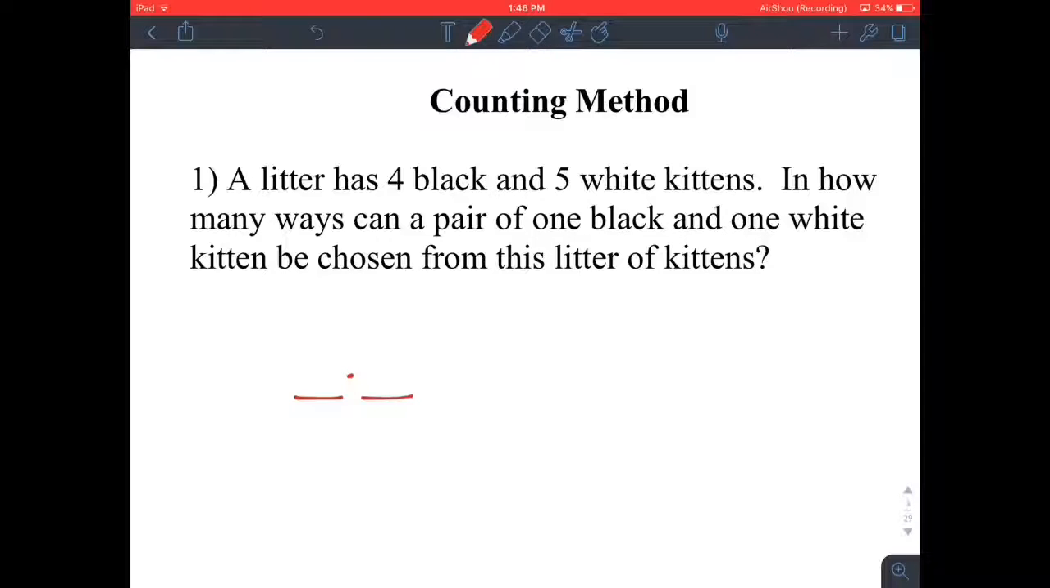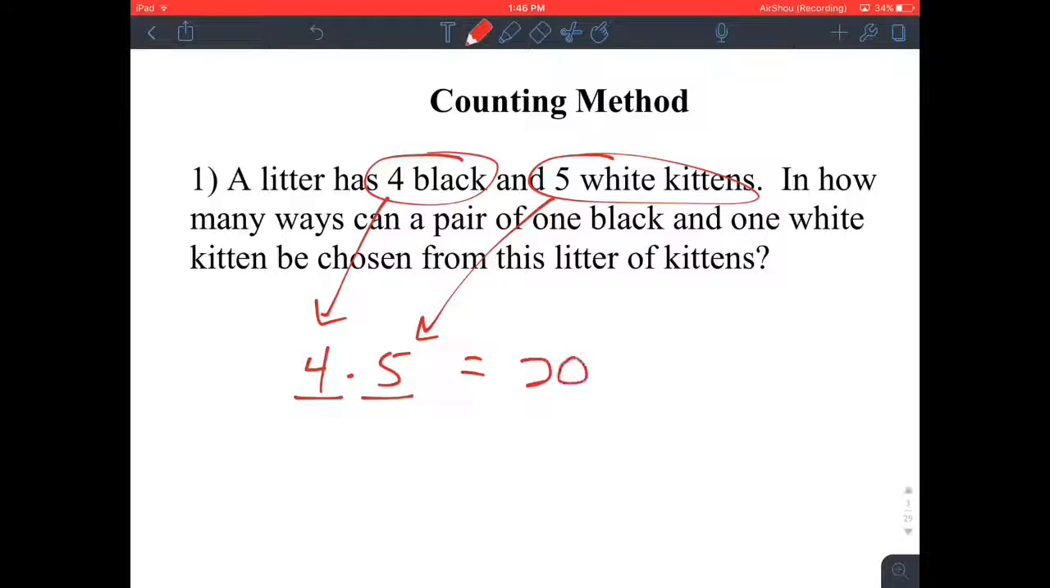So we have 4 black kittens to choose from. So how many choices do we have? We have 4. Could be any one of those 4. We have 5 white kittens to choose from in this scenario. Simply multiply those together, and that is how many ways pairs of kittens can be chosen, if one of them has to be black and one of them has to be white. 20 different ways.